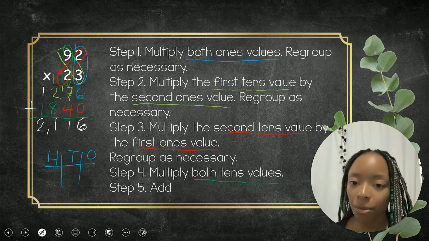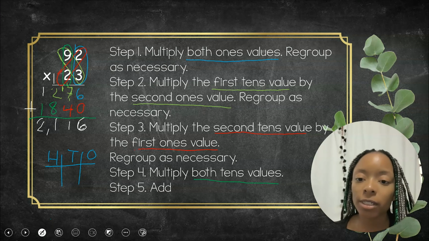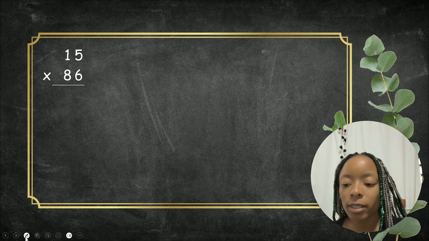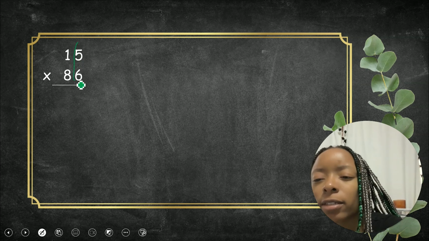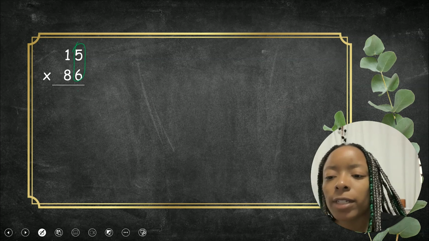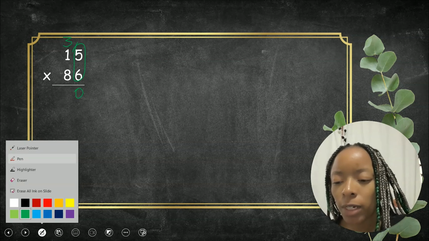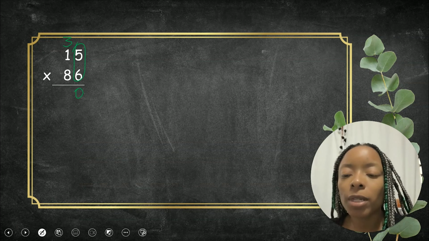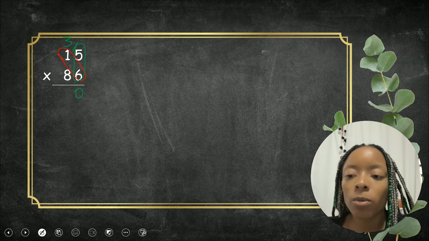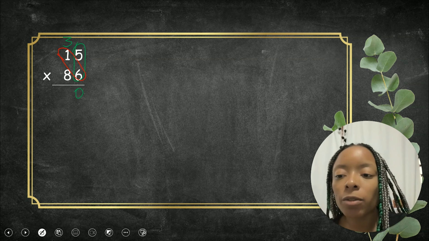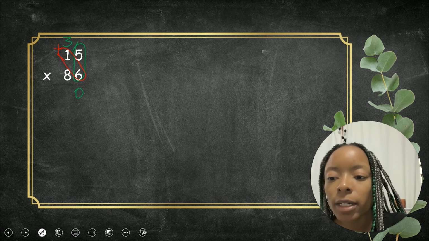Now, we're going to get some more practice and work our way up to 3 digits by 2 digits. Again, step 1, multiply both of the ones. In this case, that's 5 and 6. 5 times 6 is 30. And we regroup the 3 before we move on to step 2, which is to multiply first tens value by the second ones value. 1 times 6 is 6, and then we have to add our 3. 3 plus 6 is 9.